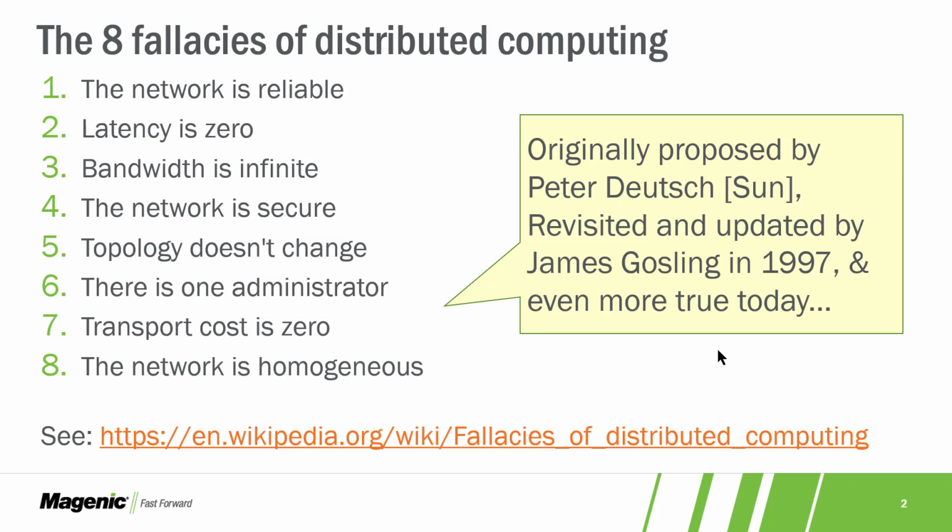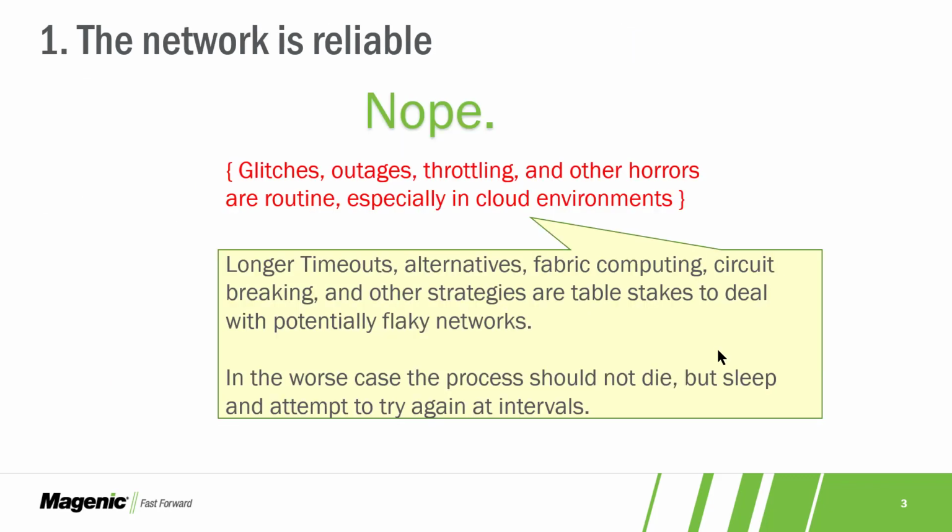The idea for this talk came from an article by James Gosling, who had found a research paper from Peter Deutsch at Sun. He had listed the first 7, and James Gosling amended and added some more, and you can read all about it in the link below. But we're going to talk through each of the original 8, and then Magenic has 8 more that we're going to tell you about. Let's get into it.